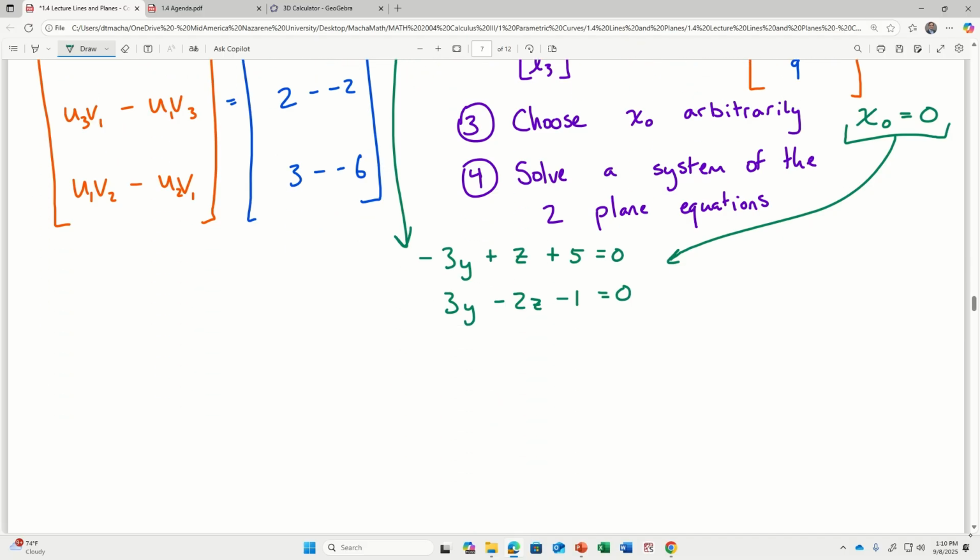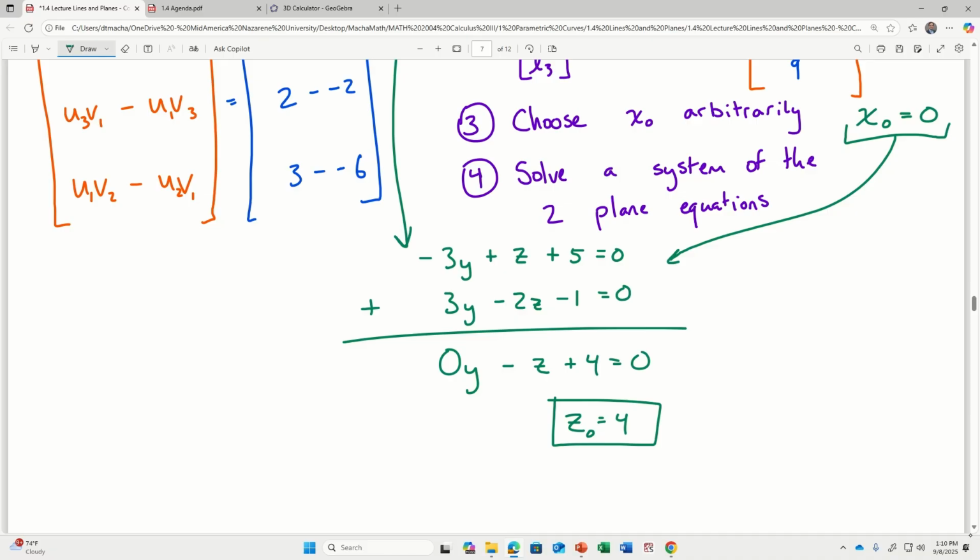I would just add these two together, because if I add the first equation plus the second equation, I get to eliminate y. The y variable just goes away if I add them together. So negative 3y plus 3y is 0y. Z plus negative 2z is negative z. 5 plus negative 1 is 4. 0 plus 0 is 0. And what I get is that z is equal to 4. So we got x naught equals 0, z naught equals 4.